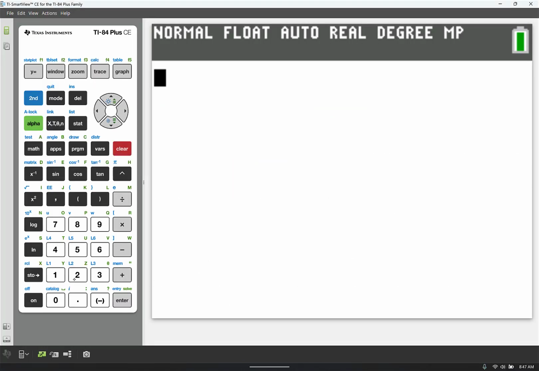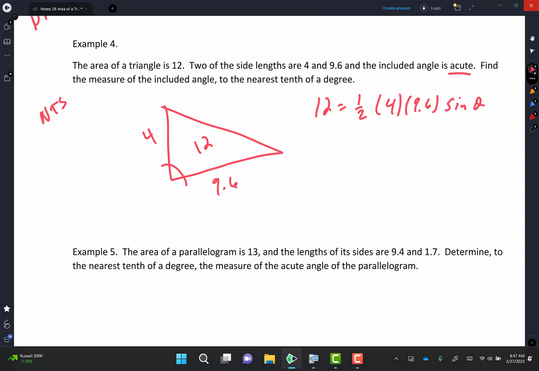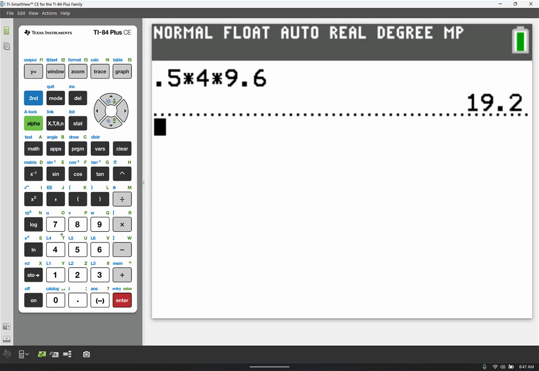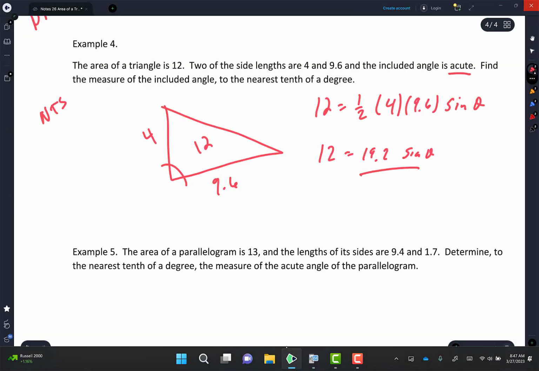So I'm going to go 0.5 times 4 times 9.6. 19.2. And then what am I going to do? So here's what I have. 12 equals 19.2 sine theta. What you're going to do is get the sine theta by itself. So you're going to divide by 19.2. Here, let's just do it in one step. Divide by 19.2, divide by 19.2, and then I have sine theta equals that.